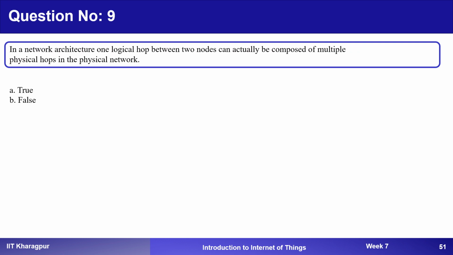Next question is, in a network architecture, one logical hop between two nodes can actually be composed of multiple physical hops in a physical network. Options are true or false. True. Anyone else? True. Yeah. So this statement is true.